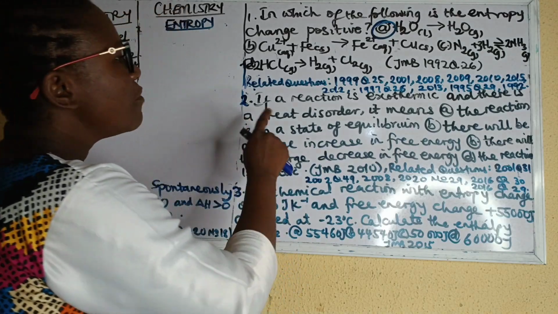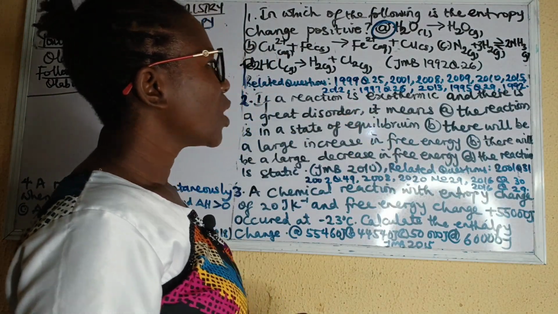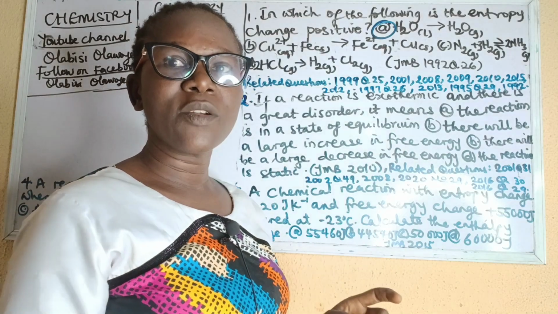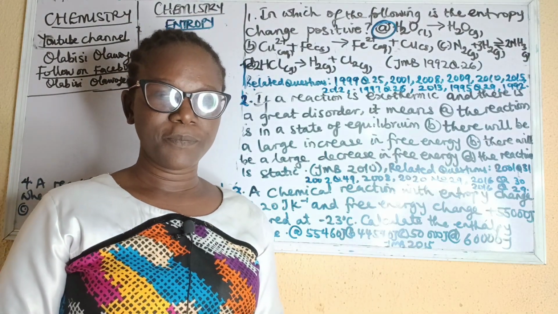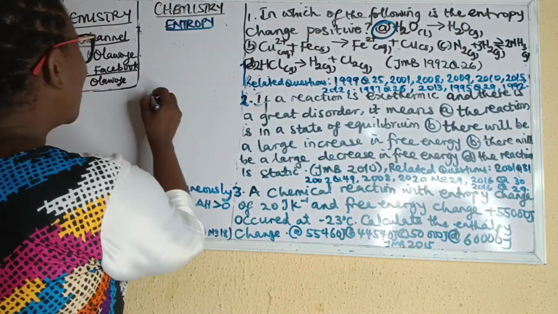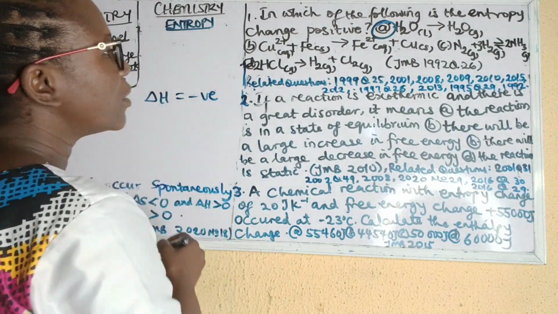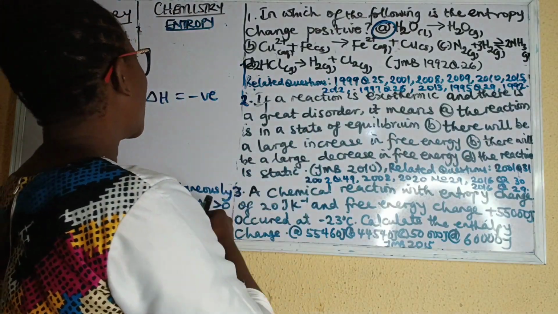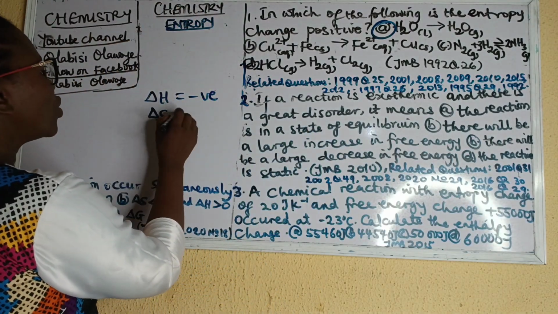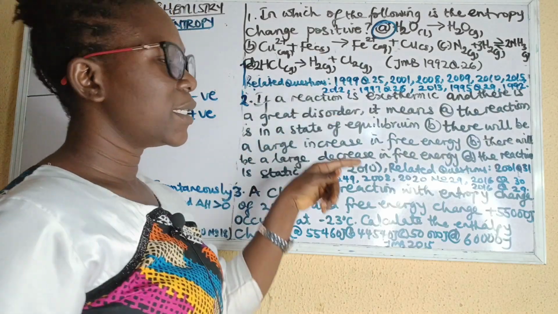The next question: if a reaction is exothermic and there is a great disorder, if a reaction is exothermic, it means that the heat, that is the enthalpy, delta H, in that case, is negative. That is exothermic, and there is a great disorder, meaning that the change in entropy, delta S, is positive, because there's a great disorderliness.